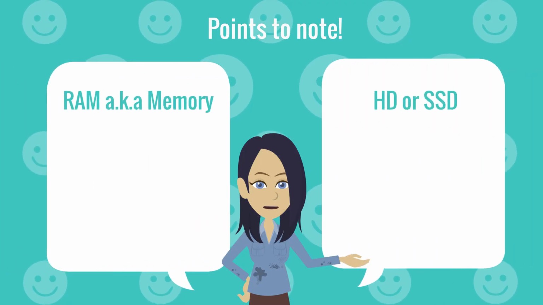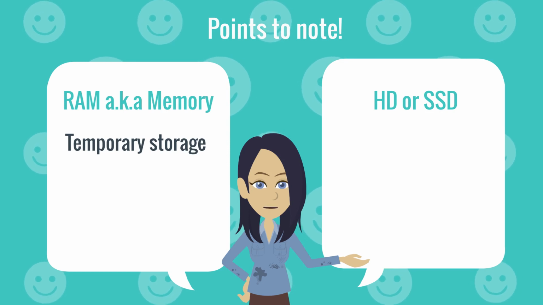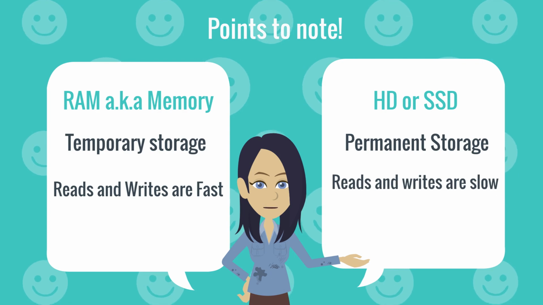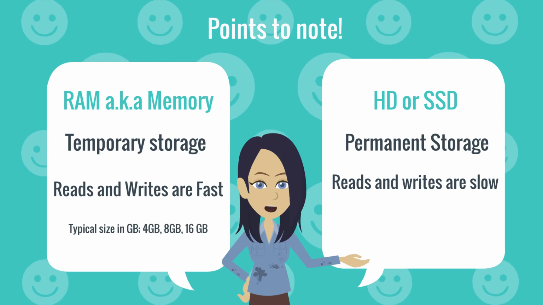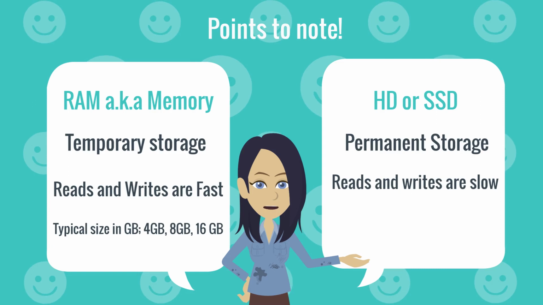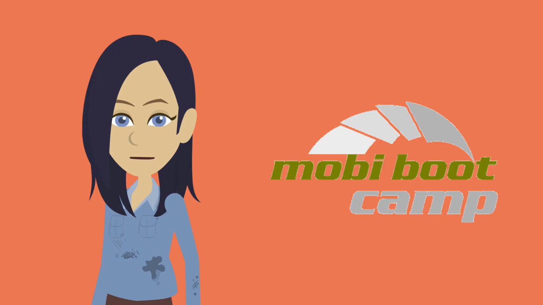Let's compare the storage options. RAM is a temporary storage. Anything written on RAM is erased when the computer is shut down, whereas anything written on HD persists even when the computer is powered off. Reading and writing data is faster on RAM when compared to HD or SSD. While typical RAM sizes are in GB, like 4 GB, 8 GB, 16 GB, etc., typical hard disk sizes are in hundreds of GB and could even span to terabytes.